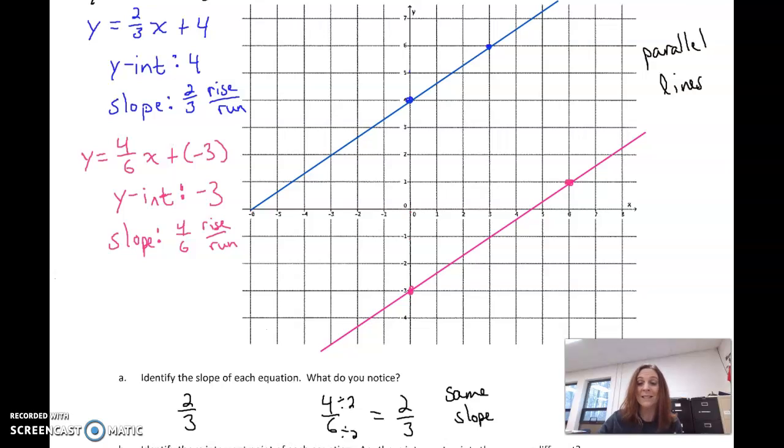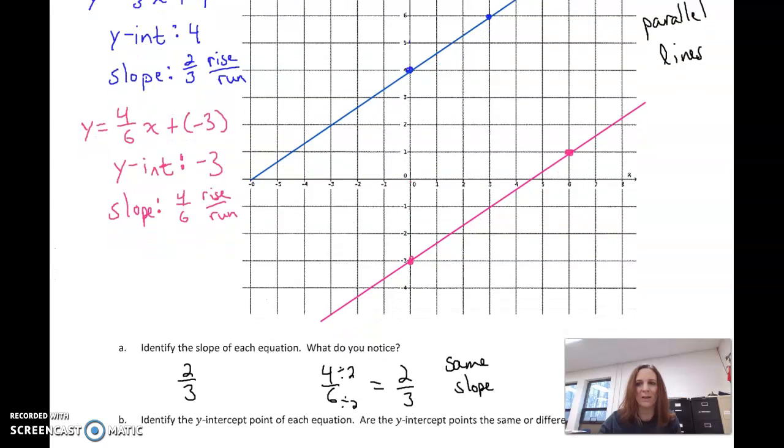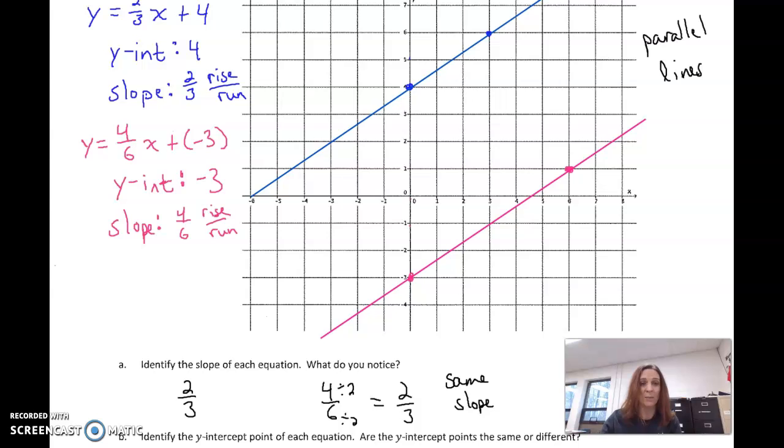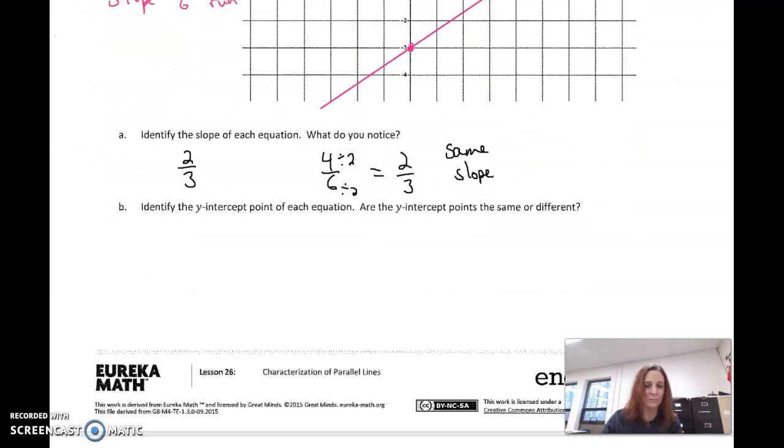Word of caution. Sometimes lines look parallel, but they're not exactly parallel. So if you're unsure at all, find your slope. Pick 2 points and go rise, run, and see if they reduce to the same thing. There's a hint for your homework. All right, identify the y-intercepts. Well, in our blue line here, it's 4. In our pink line, it's negative 3. And they have different y-intercepts.